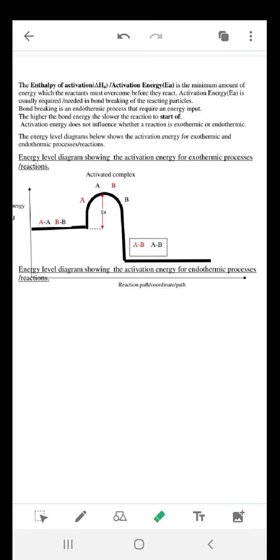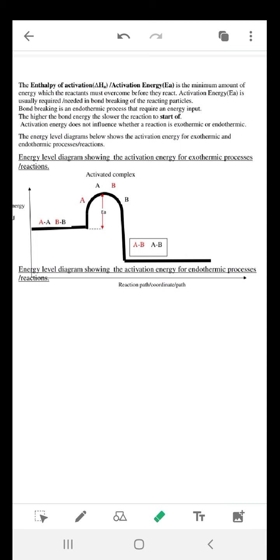So we know in any chemical equation, the chemical products or the reactants have bonds. They are held together. The particles in a chemical compound have bonds, so they are attached together with the bonds. For the reaction to occur, these bonds have to be broken. So it is the activation energy that breaks the bond.